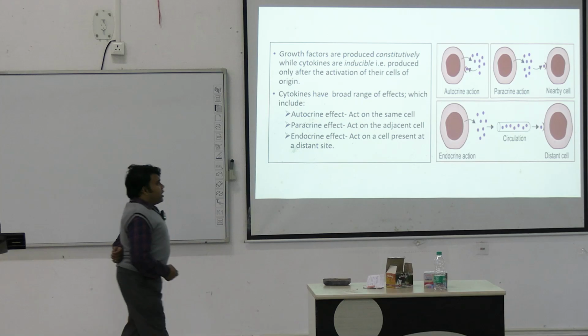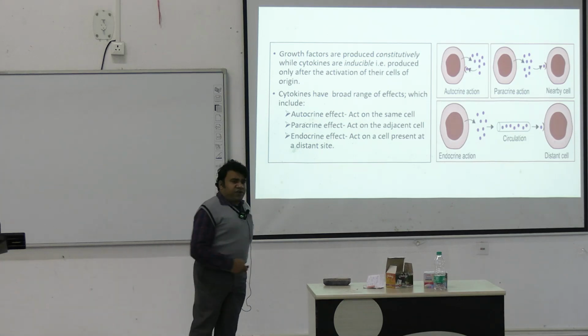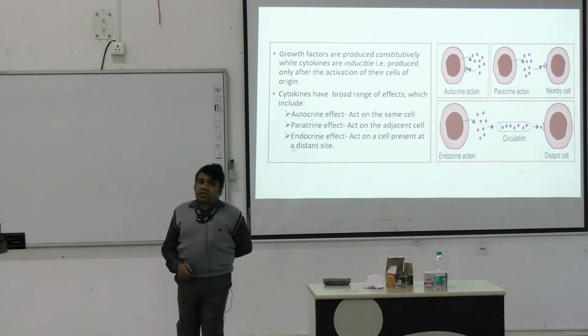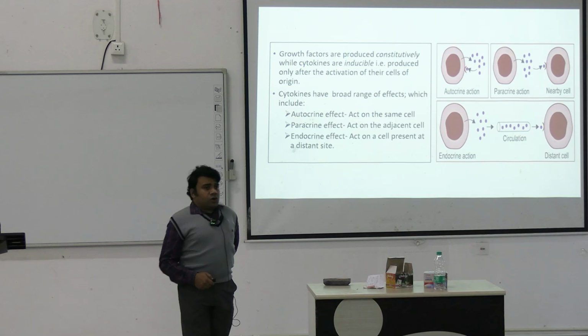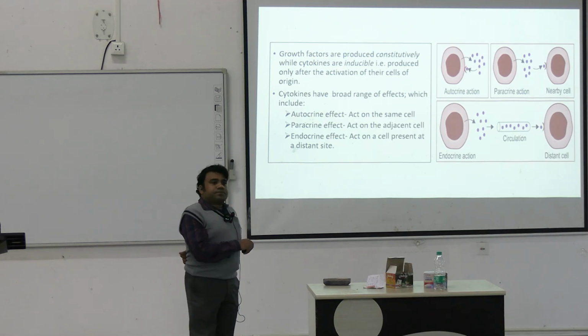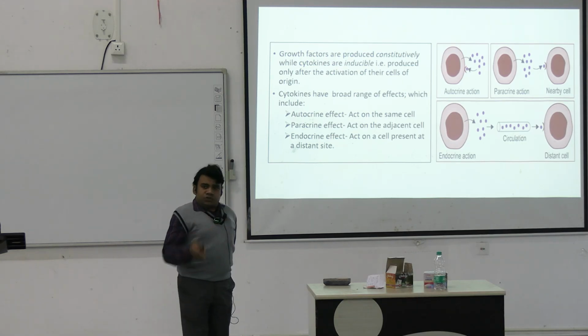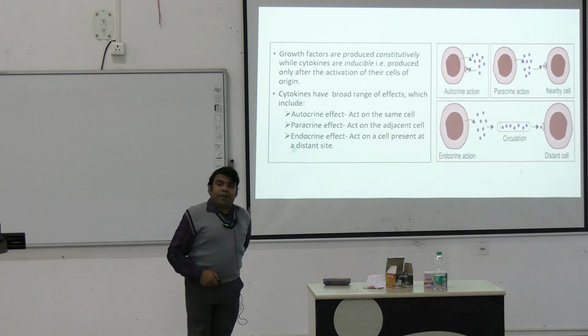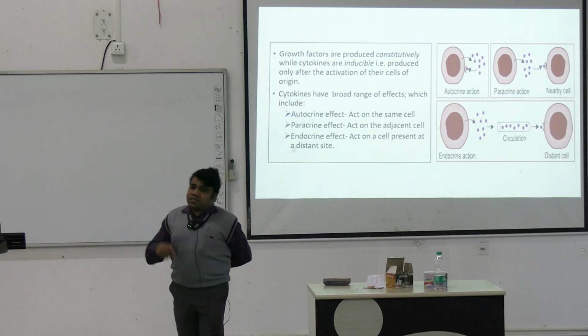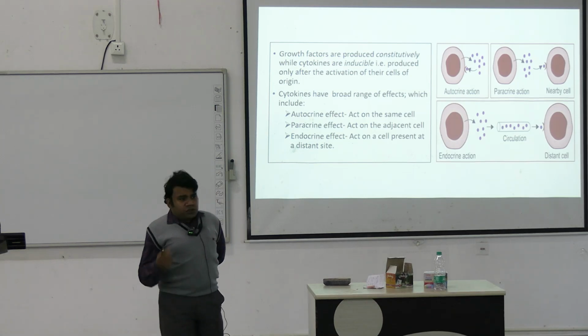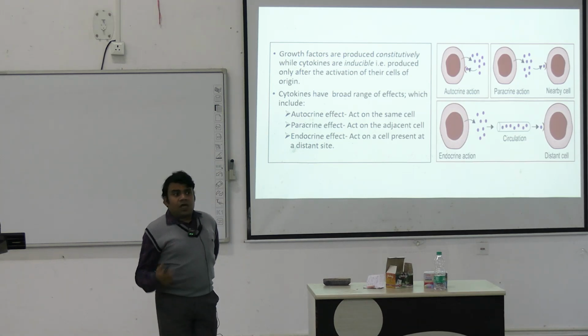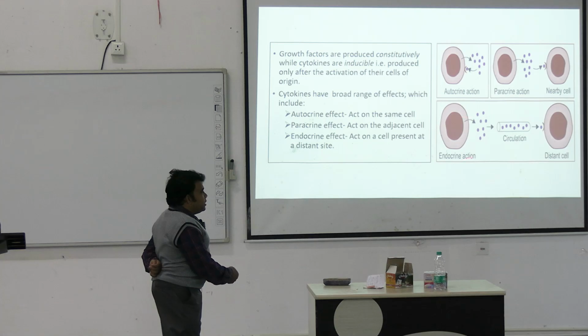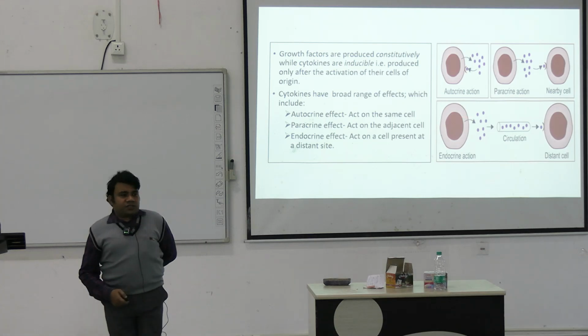These cytokines will have predominantly three effects. The first effect is called the autocrine effect. Autocrine means it will produce the cytokine and the same cytokine will have an effect on itself. It may have a paracrine effect. That means the cytokine will induce maturation, transformation or activation of a nearby cell, or it can have endocrine action.